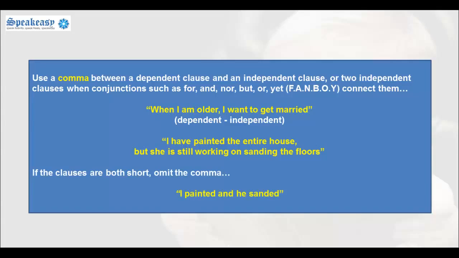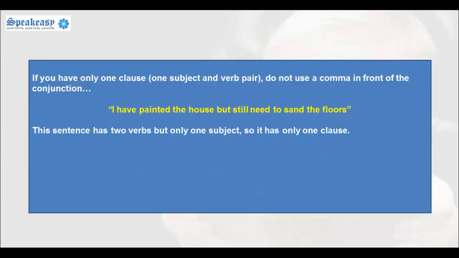If the clauses are both short, omit the comma. I painted and he sanded. If you have one clause, just a subject and a verb, do not use a comma in front of the conjunction. I've painted the house but still need to sand the floors. This sentence has two verbs, but only one subject, so it has only one clause.